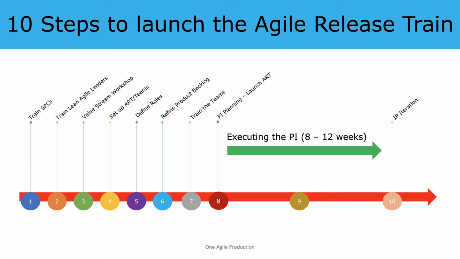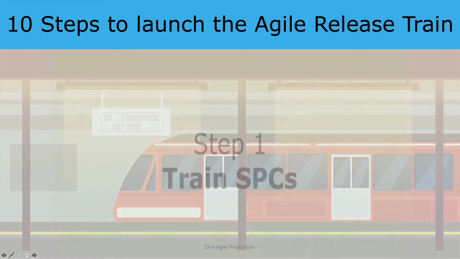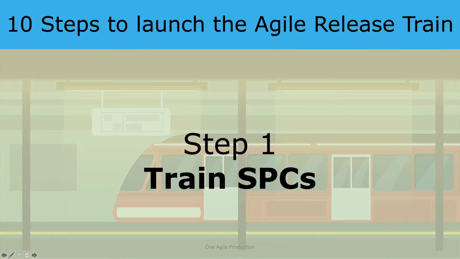Let us now look at how we can launch our first Agile release train. There are typically 10 steps which we would follow. The first step is to train the SPCs. SPCs, also known as the SAFe Program Consultants, are change agents. They lead the transformation by teaching the company's leaders and stakeholders on how to drive the Agile release train, also known as an ART. They also act as coaches and trainers that lead the Agile release train. In essence, the SPCs connect the Scaled Agile Framework to the organization's enterprise.